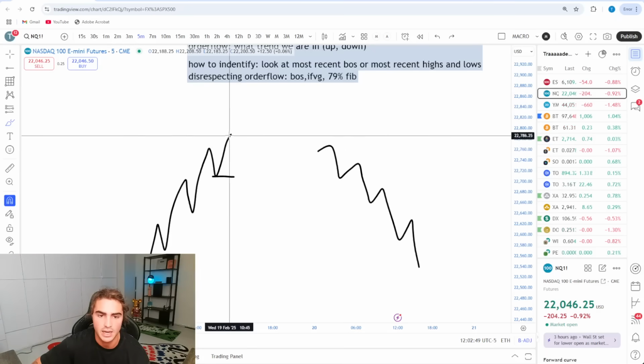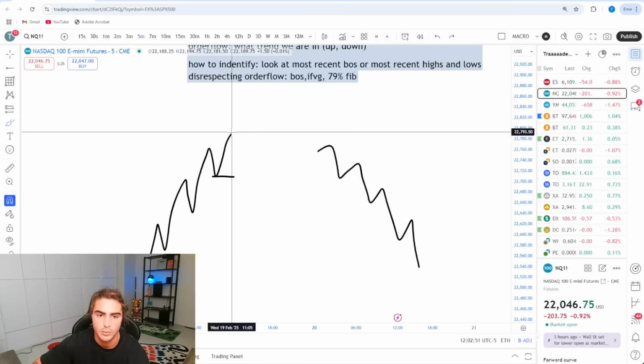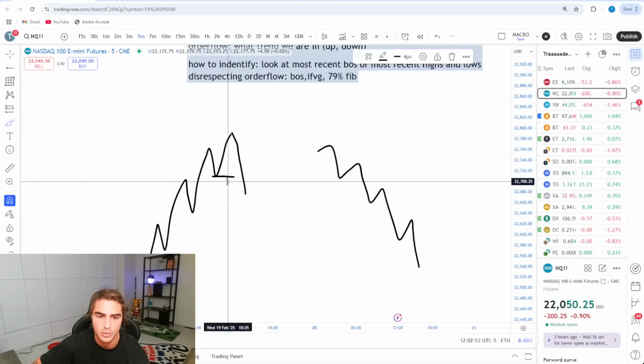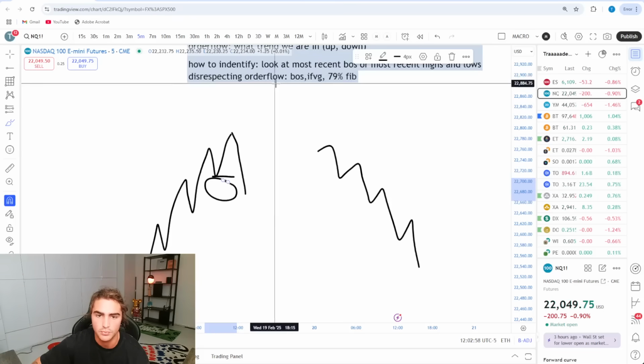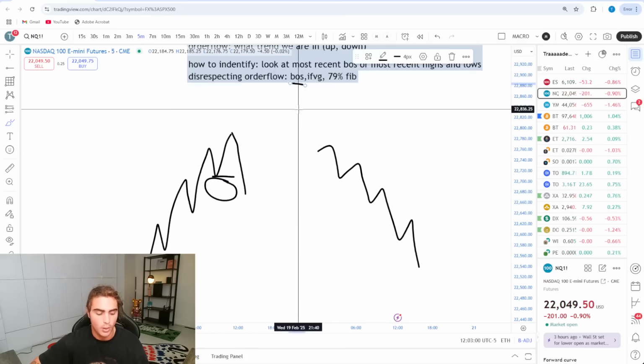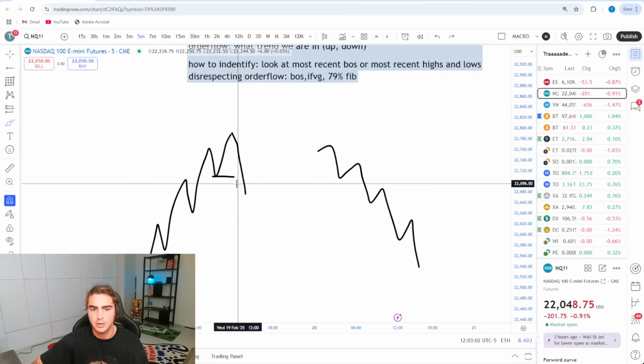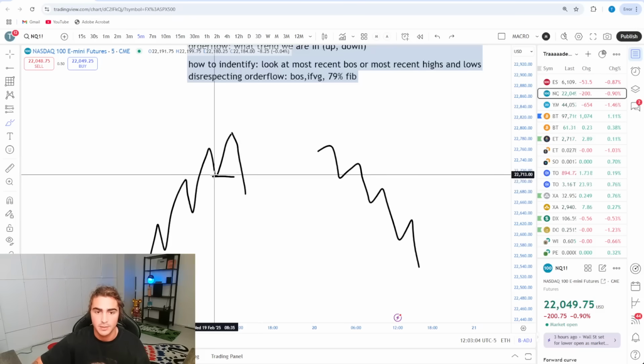Go watch those to identify break of structure. But essentially, we see price come down, we close underneath the most recent low, boom. That is one form of disrespecting bullish order flow. Why? Because we're literally closing underneath the uptrend.